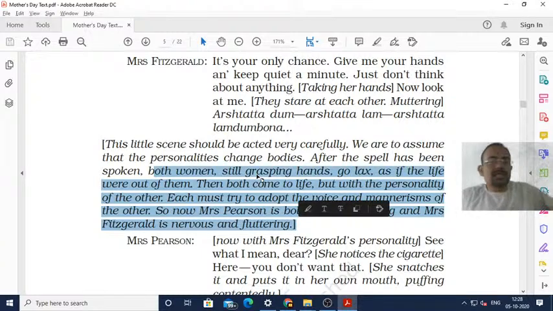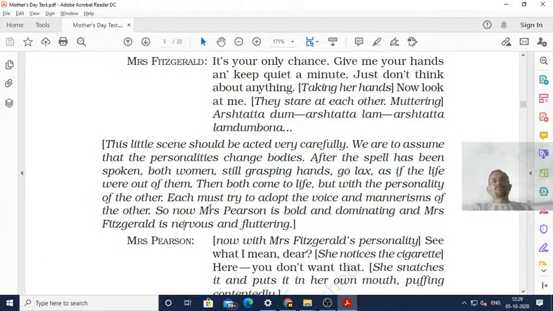Okay, so dear students, this is called personality change. Okay, they change their personalities. Okay, personalities have changed bodies. Like Mrs. Fitzgerald's personality has been shifted to Mrs. Pearson, and vice versa. Mrs. Pearson's personality has shifted to Mrs. Fitzgerald. Okay, and now as a result of this shift, what happens?